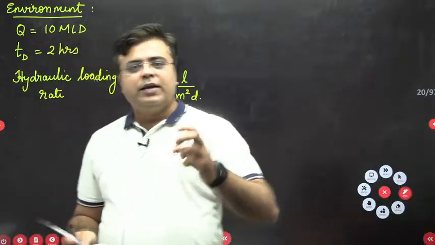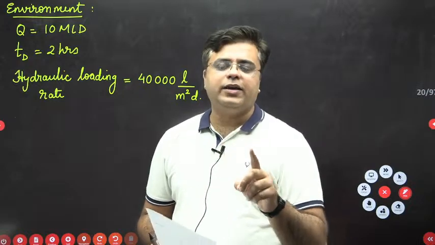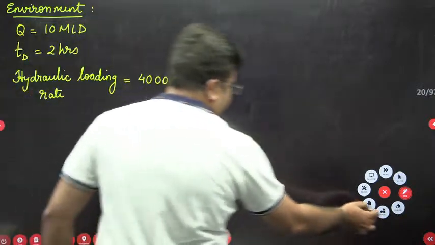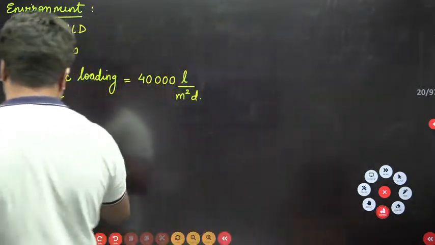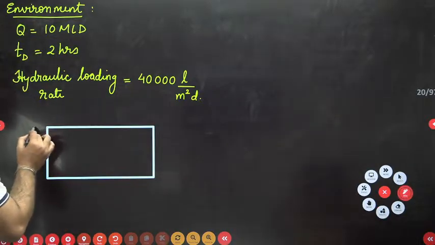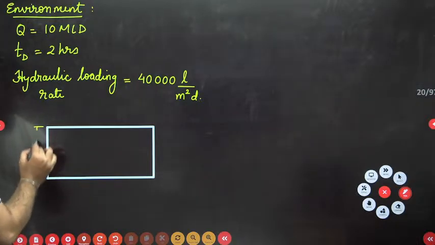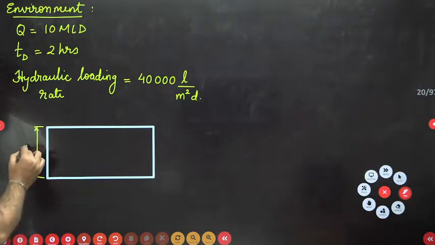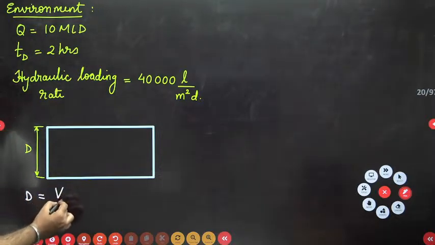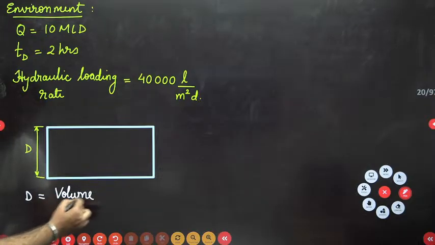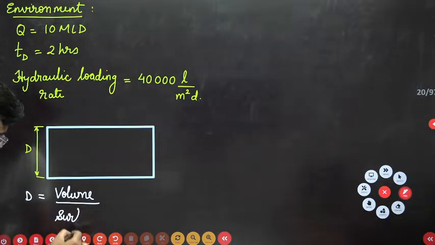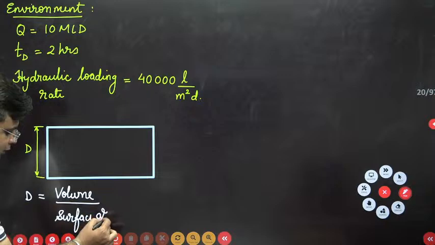My dear students, I have told you, if nothing is striking you in environment, just observe the units, okay. If this is your sedimentation tank and you are asked to calculate this depth D, how can you calculate it? Depth D is simple: volume of the tank divided by the surface area of the tank, or plan area.